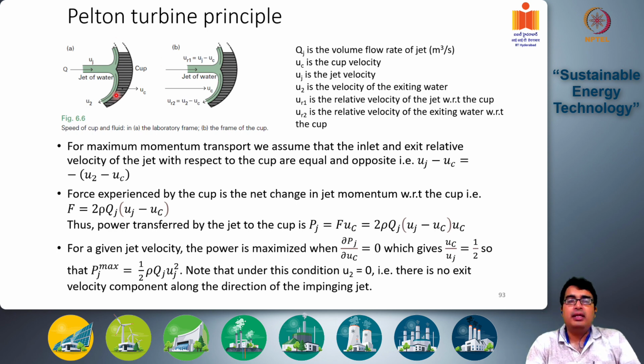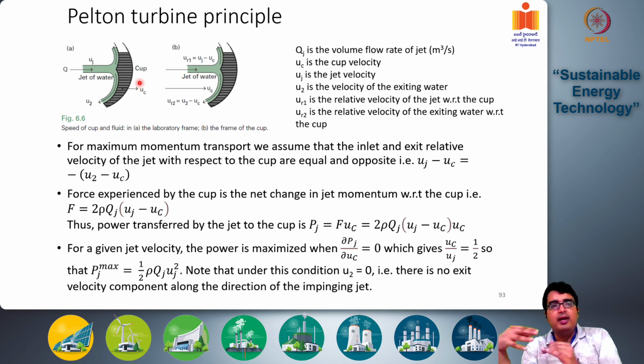So now if you look into the same picture, but now in the reference frame of this moving cup. So you are sitting on the cup, with the cup moving, and you are looking at the velocities with respect to the cup. Then the relative velocity of the jet with respect to the cup is Uj minus Uc, and the relative velocity of the exiting water is U2 minus Uc. Correct? Because you are evaluating these velocities with respect to the cup only.